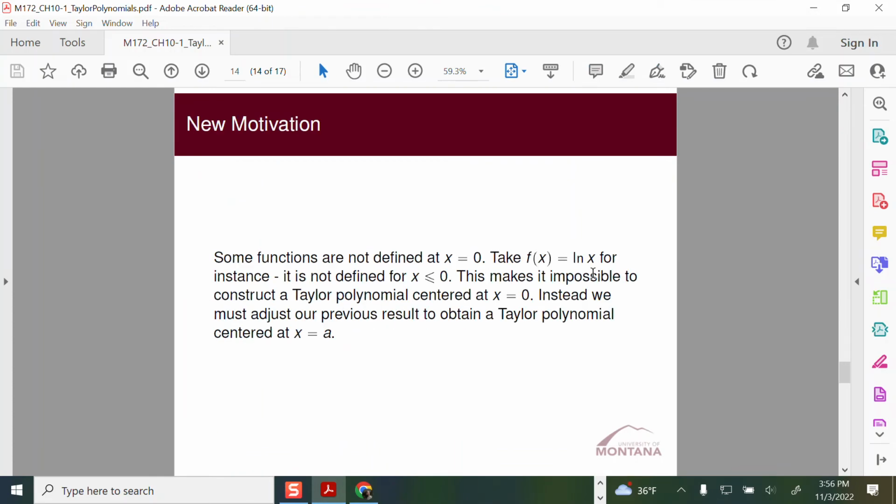So here's your new motivation. Some functions are not defined at x equals 0. Take natural log of x, for example. It's not defined at all for x less than or equal to 0. And that makes it impossible to construct a Taylor polynomial centered at x equals 0. So instead, we have to adjust our previous result to obtain a Taylor polynomial centered at a different value, x equals a.